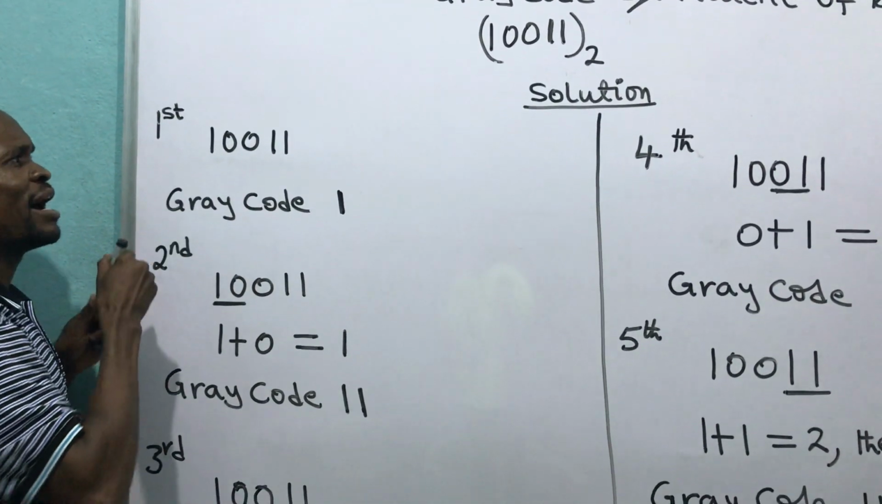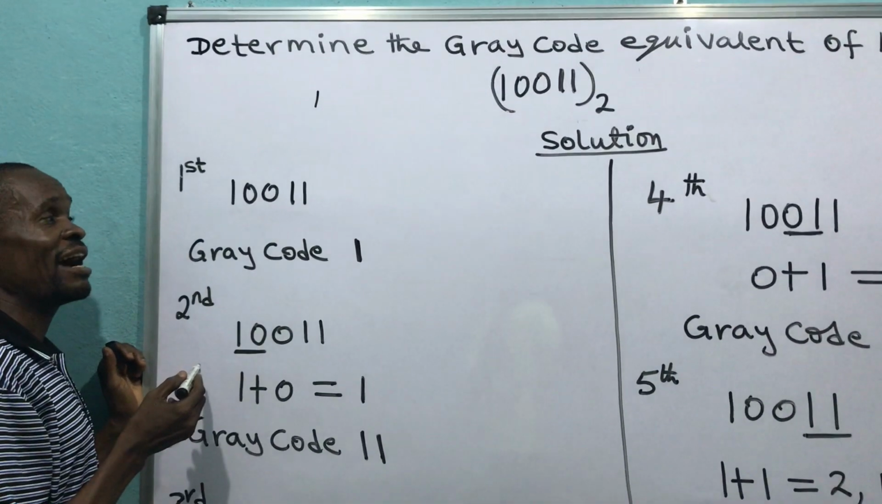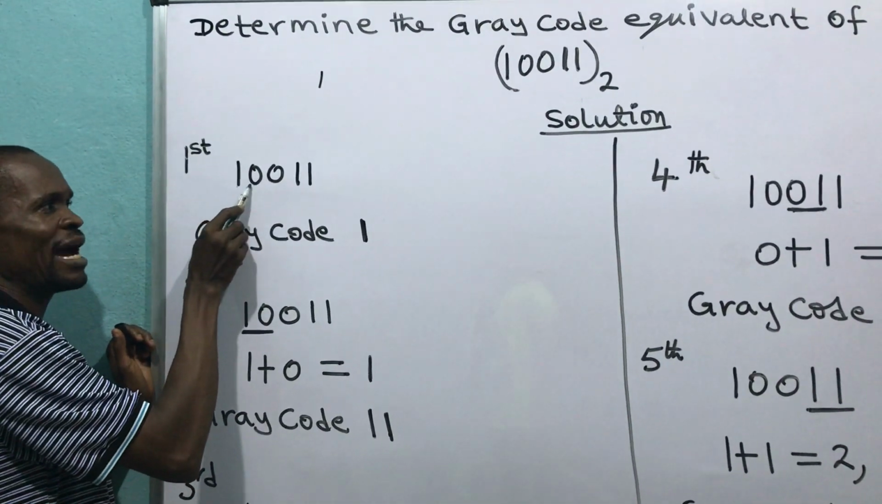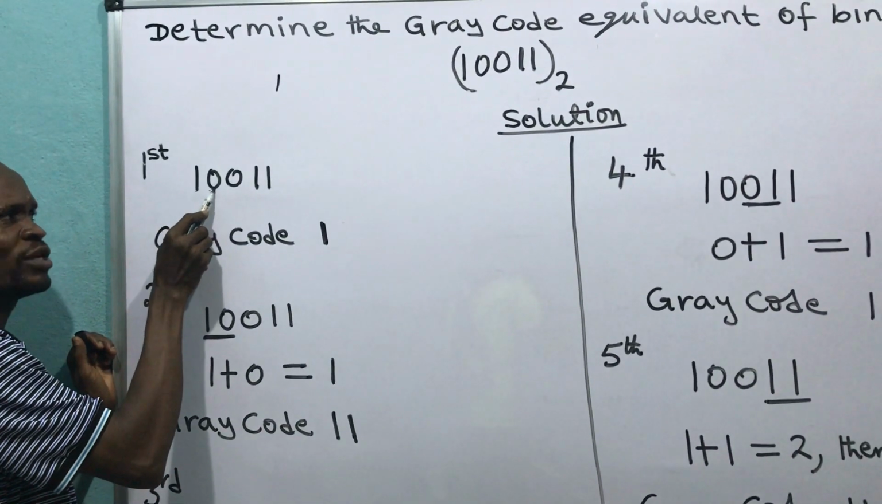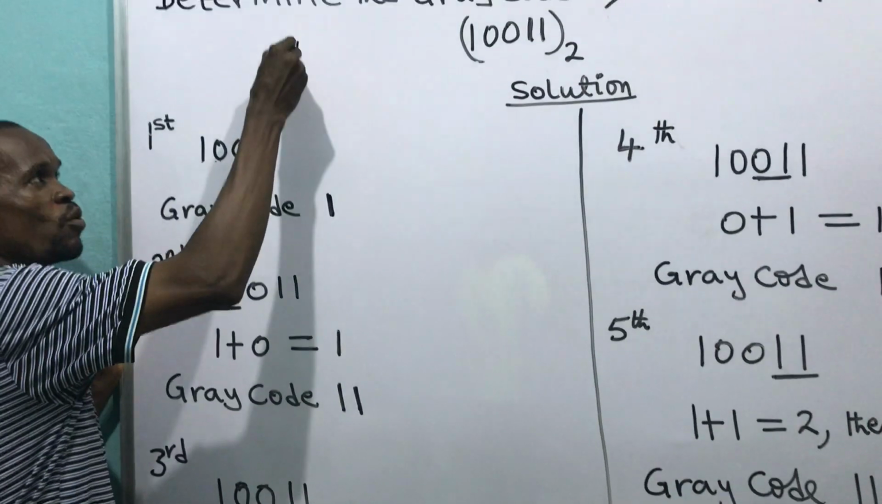The first gray code is 1. Look at this 1 now; the gray code is 1. Then after I have done that, I take this 1 and add it to 0. When I add this 1 to 0, it becomes 1. Then the second gray code becomes another 1.